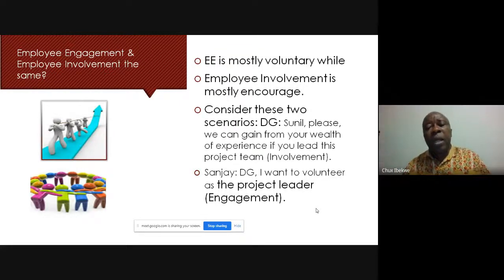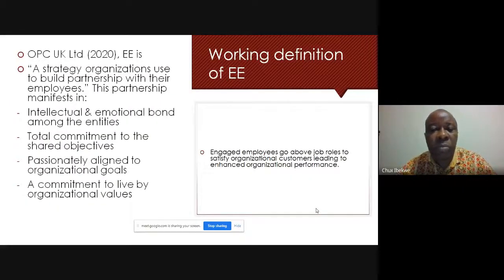So please go to slide 8. We want to see another definition of EE as given by a United Kingdom or England-based company known as OPC UK Limited in 2020. That is this year. So which is one of the recent definitions. OPC sees it as a strategy organizations use to build partnership with their employees. Great. I admire this definition.